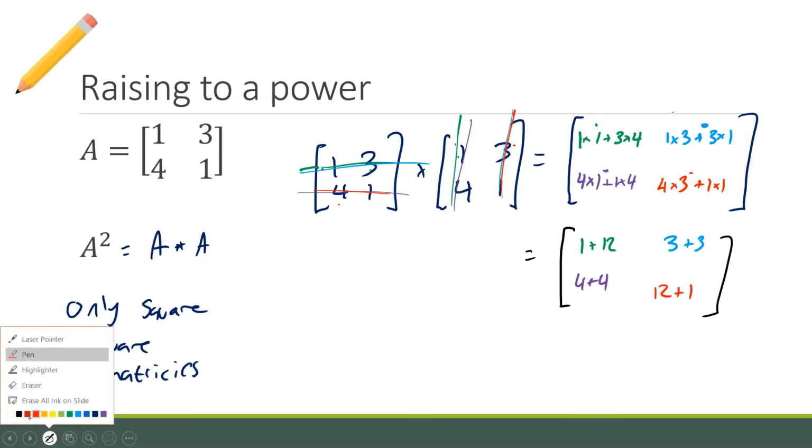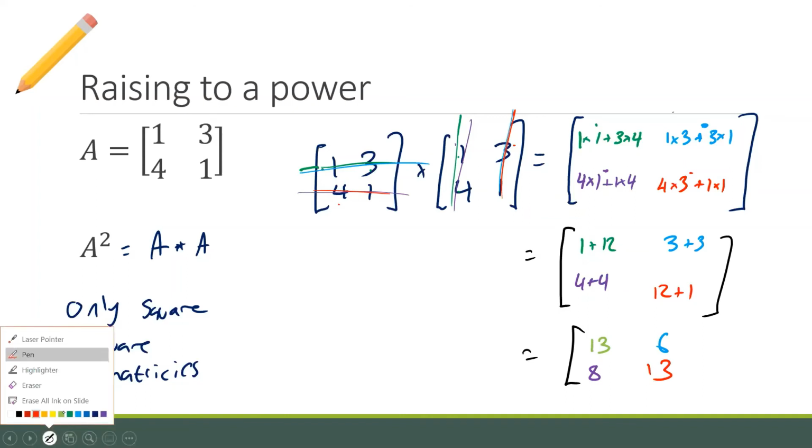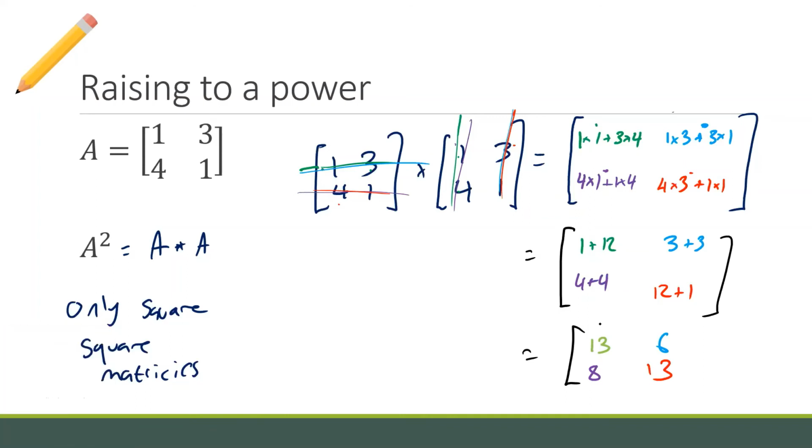Then that's going to give you as a final matrix: 1 plus 12 is going to be 13. 3 plus 3 is 6. 4 plus 4 is 8. And if I then do 12 plus 1, that's also 13. That is A squared. It's one of the random things about A squared that I think is cool, that it hasn't got 30, it's got 13. 13 is not a square number, but in this case, it is part of the square because this is how you made it.